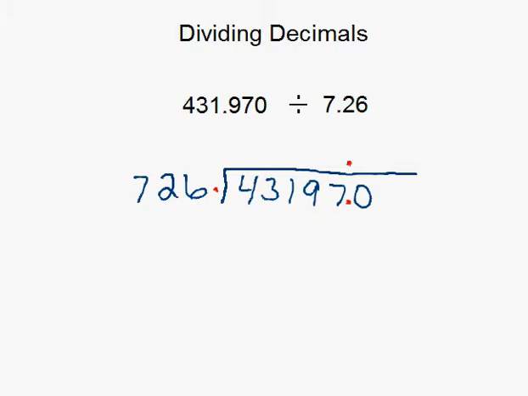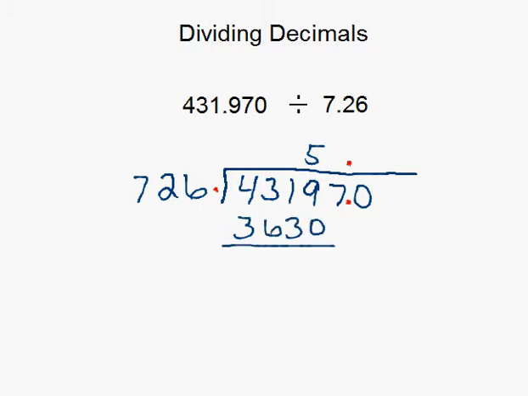726 goes into 4,319 5 times. Now I'm going to place the 5 above the 9 because I divided into 4,319. So I'm placing it above the last digit of the number that I divided into. So I divided into 4,319. 9 was the last digit of that number. So let's place our answer 5 above the 9. And let's continue.